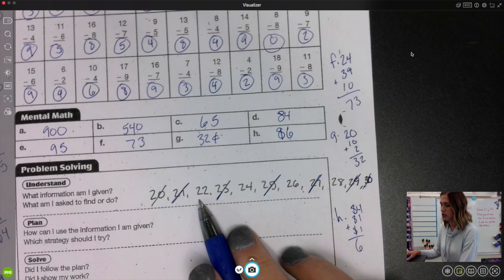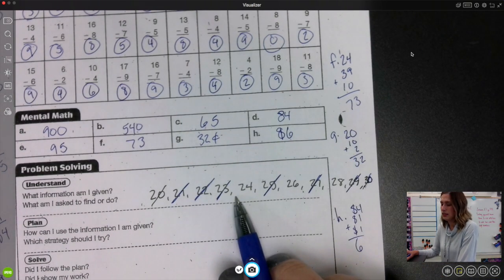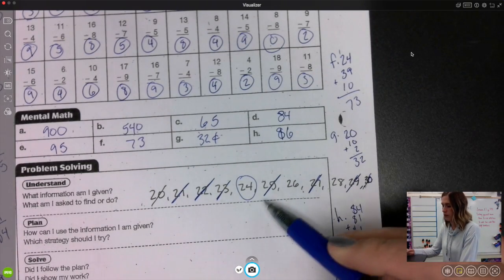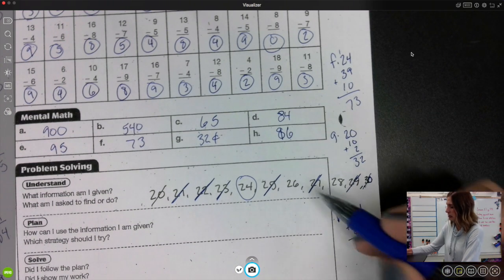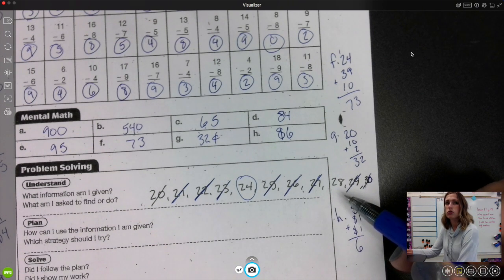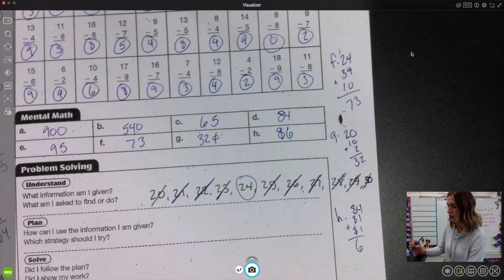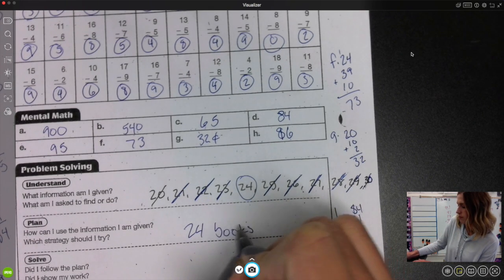So did we say 22? 18, 21, 24. Didn't say 22, so it can't be 22. Oh, we did say 24, so it could be 24. Did we say 26? 21, 24, 27. Nope, didn't say 26. What about 28? 21, 24, 27, 30. We didn't say 28 either, so it can't be 28. So it's got to be 24. So he had 24 books.